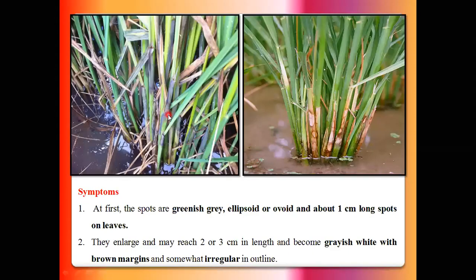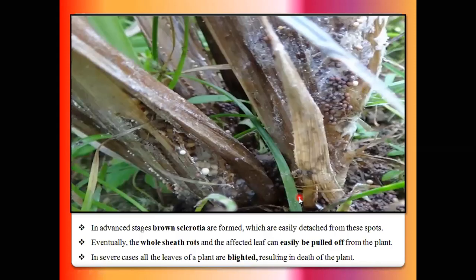This is the initial infection and this is the late stage infection. Initially just greenish gray lesions may be seen on the leaf and leaf sheath. These greenish gray spots become greenish white in the center, surrounded by a dark brown margin. The lesion spreads in upward and downward directions. These are the sclerotia and mycelia produced within the rotted portion of the leaf and leaf sheath.